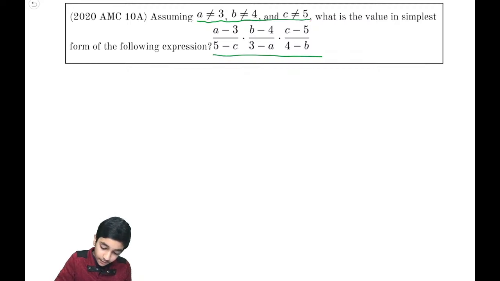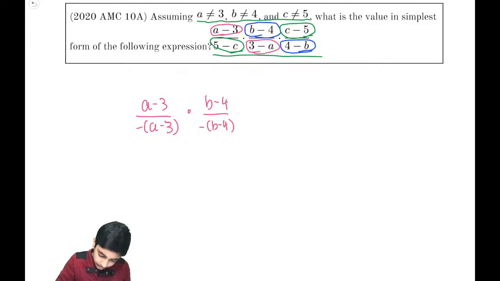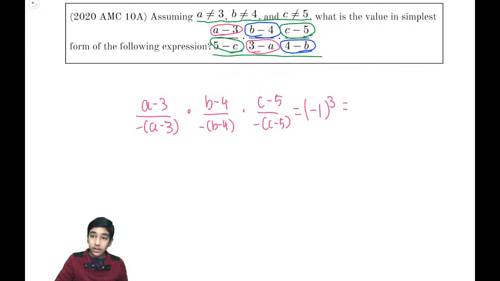And now, to solve this, we can rewrite it as a minus 3 divided by 3 minus a, and then we also have b minus 4 divided by 4 minus b, and then we also have c minus 5 divided by 5 minus c. So this becomes equal to a minus 3 over the negative of a minus 3, times b minus 4 over the negative of b minus 4, times c minus 5 over the negative of c minus 5. This is just negative 1 cubed, which is equal to negative 1.